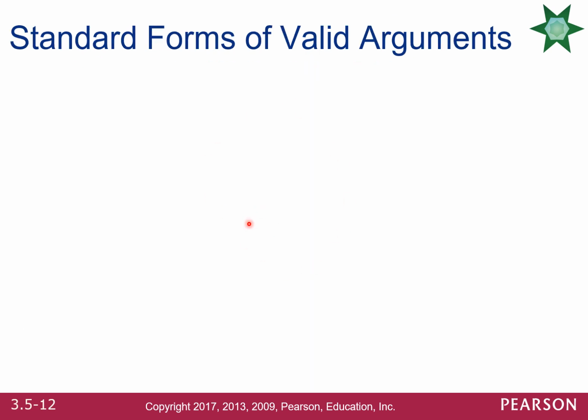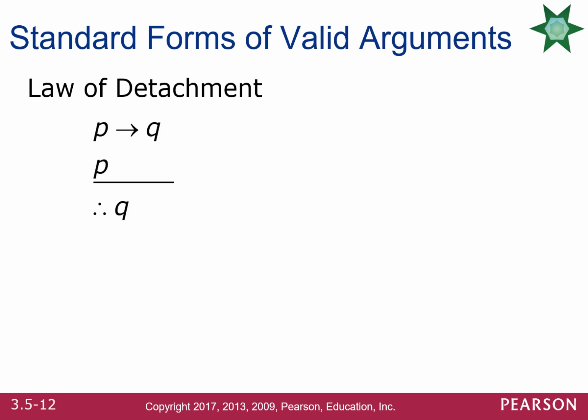Now we will go through a set of standard forms of arguments which will always lead to valid arguments. There'll be 4 laws, and we already learned about the law of detachment previously, and that was if P then Q. If the first premise is if P then Q and the second premise is P, then if the conclusion is Q, it's a valid argument, and this form of the argument is called the law of detachment.